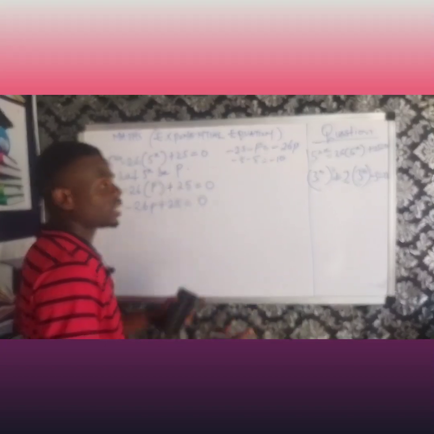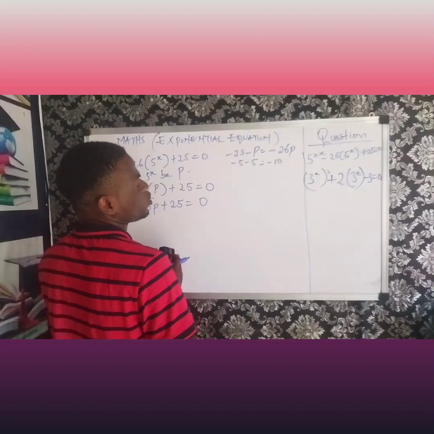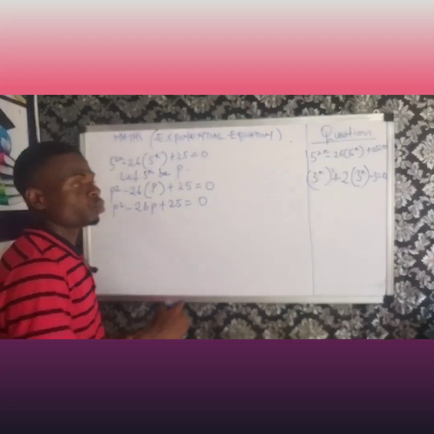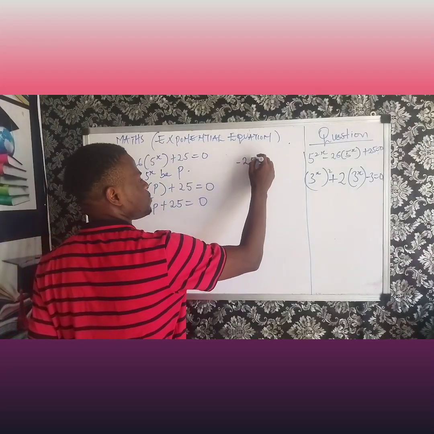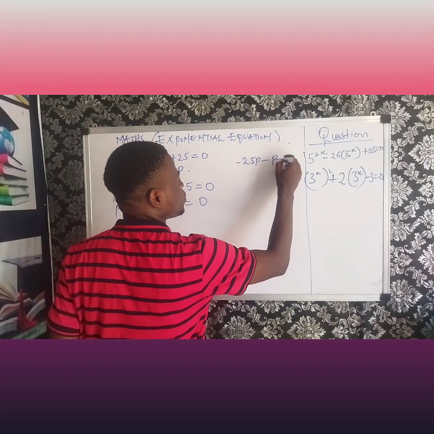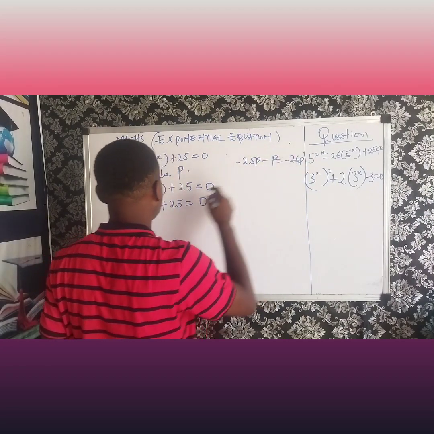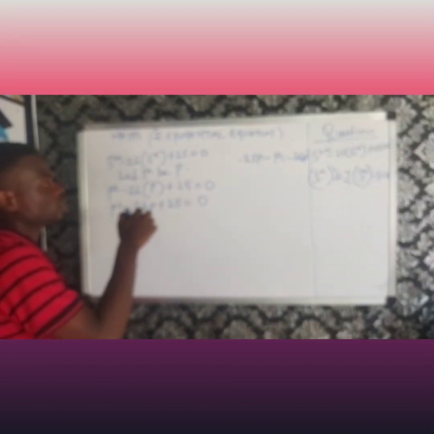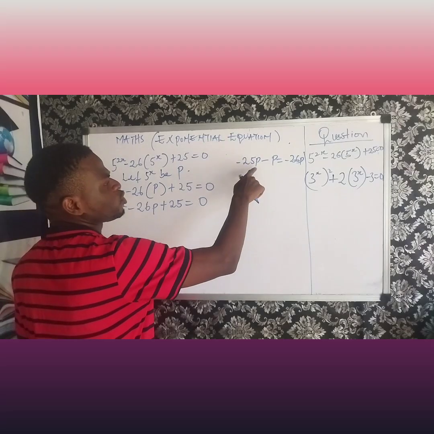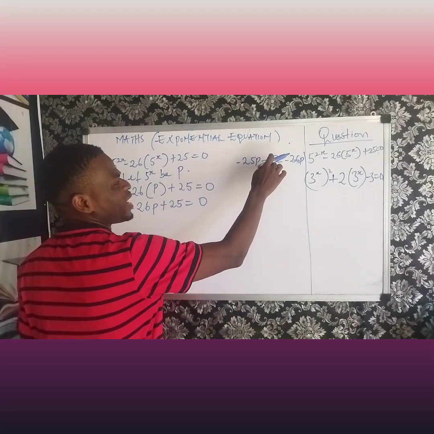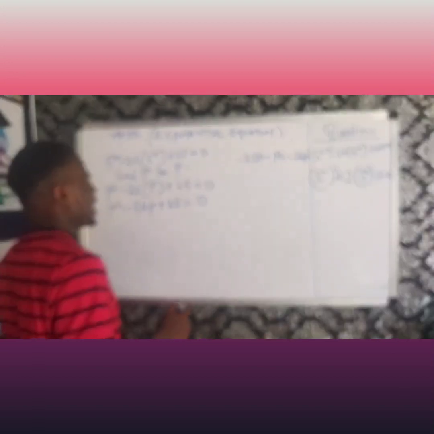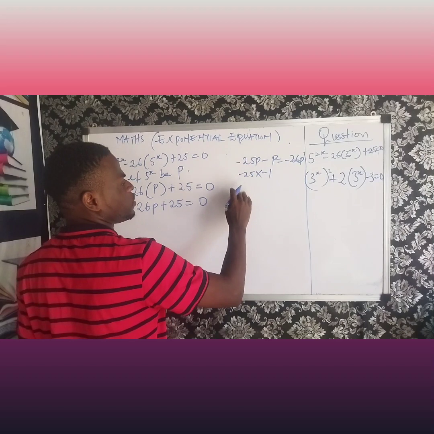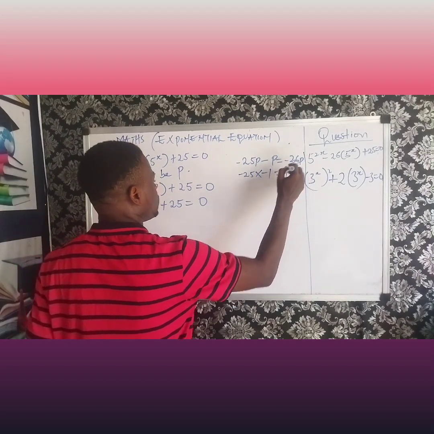Can you see that now? That's how to find the sum when factorizing. Minus 25p minus p gives minus 26p. Are you getting that? At the same time, don't forget that this p means 1p. So minus 25 times minus 1 gives plus 25, which is what we have here.